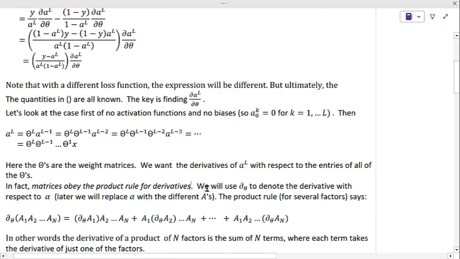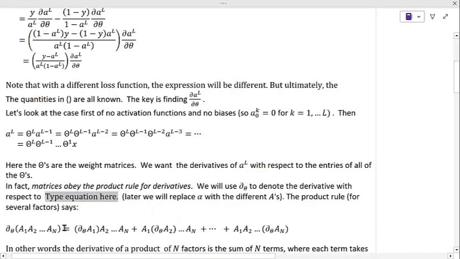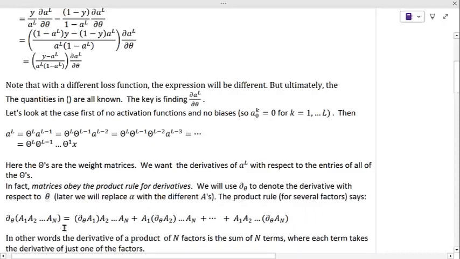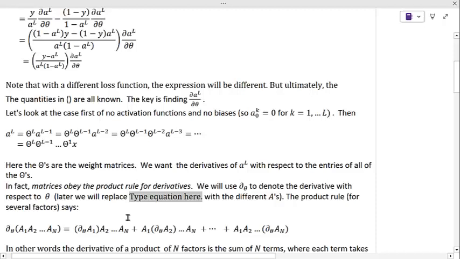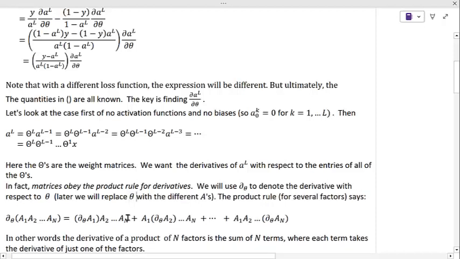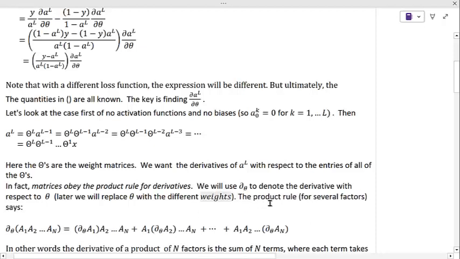So for short, I'm going to use d theta to denote the derivative with respect to theta, sorry. Later we'll replace theta with the different weights. So what does the product rule say?